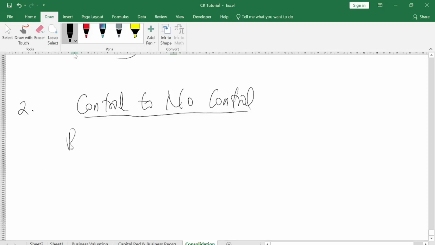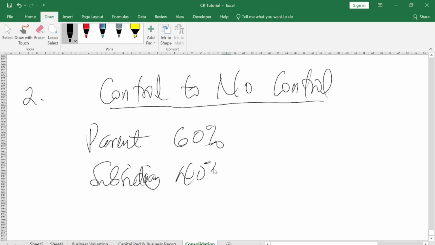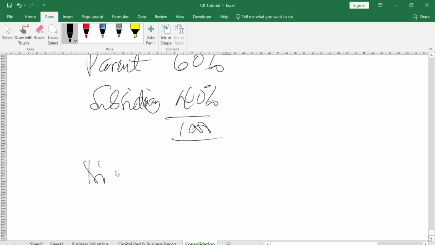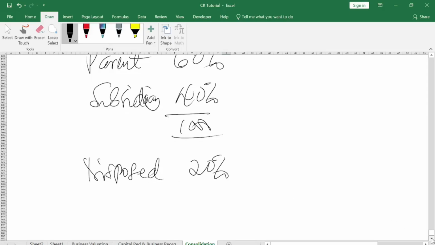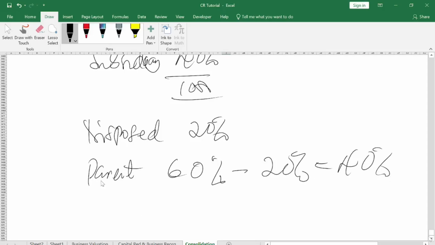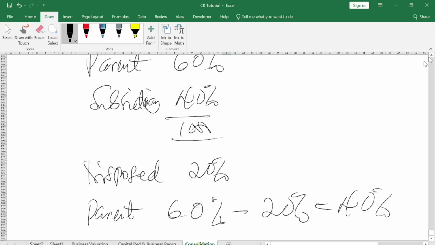So here, if you have a parent, maybe the parent has a 60% stake and the subsidiary 40%. Now the company wants to sell off. Maybe the company disposes of 20%. You realize that the parent will lose control, which is 60% minus 20%. That brings it to 40%. You understand? This is what we call control to no control.